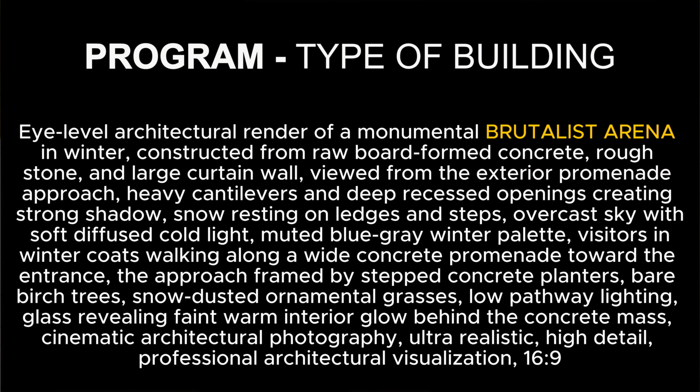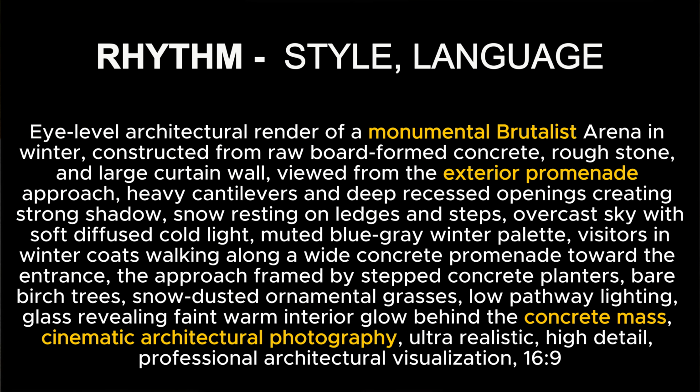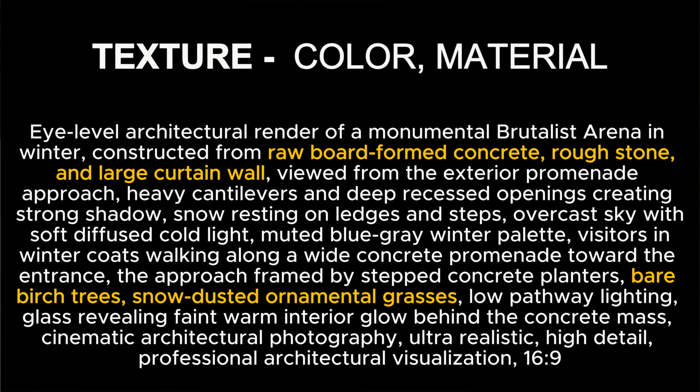For the program in this prompt, I've identified the Brutalist Arena as kind of the highlight of what type of building I'm looking to create. Now for the orientation, I want it to be from eye level, coming from the exterior promenade approach, looking towards the building. And the rhythm kind of describes more of a monumental brutalist building with an exterior promenade viewed as a concrete mass in a cinematic photography style, with textures and materials of raw board-formed concrete, stone, curtain wall, and more details on the context of the site.